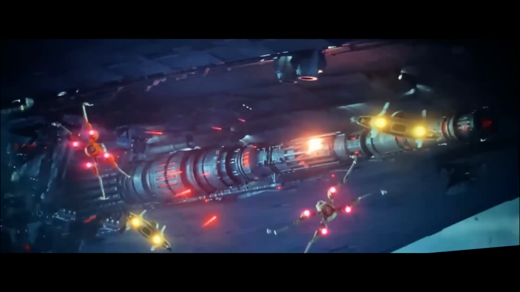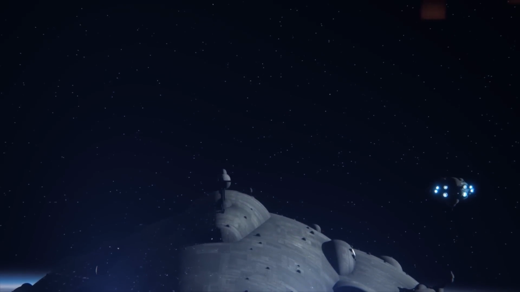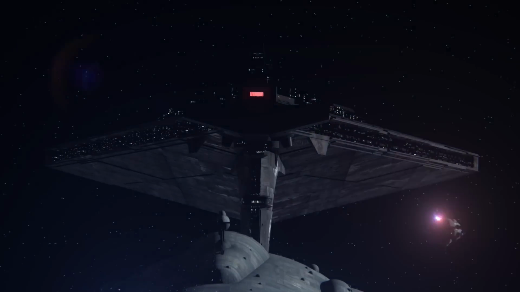Moving directly now into my ship versus, the point I'm getting at here is I'm not sure whether the Xyston is actually more powerful than the Eclipse.